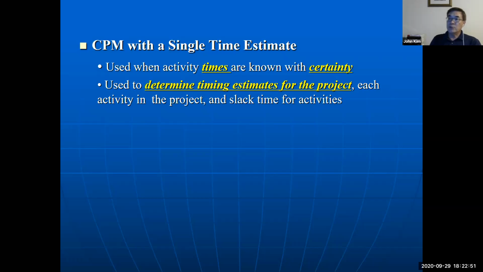And first, the critical path method with a single time estimate. If we know certain activity time or task time, we know the activity time, then we use a single time estimate. So using this critical path method, we can determine the time estimate for the project, the total completion time.